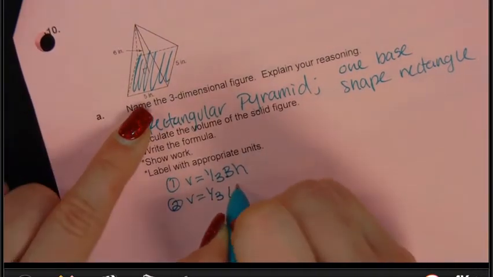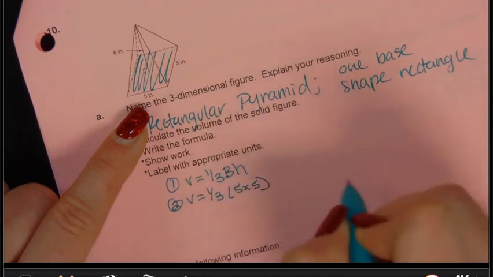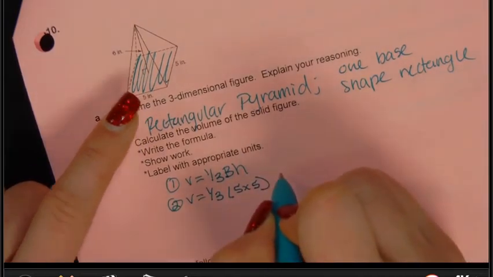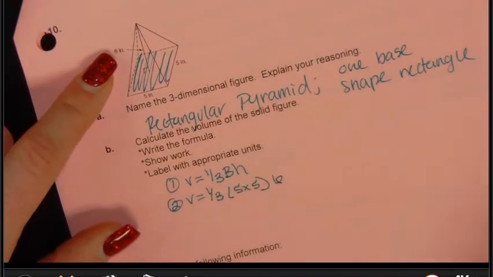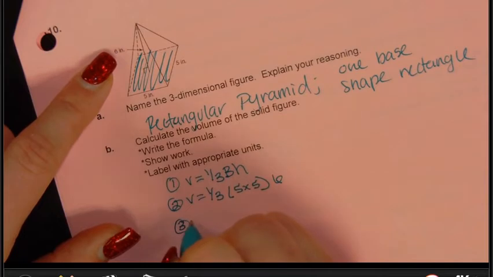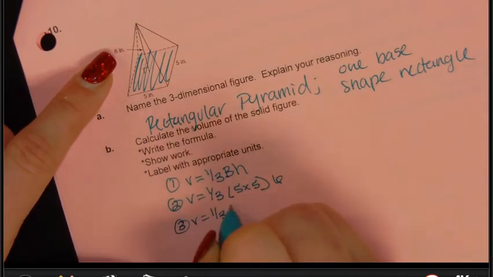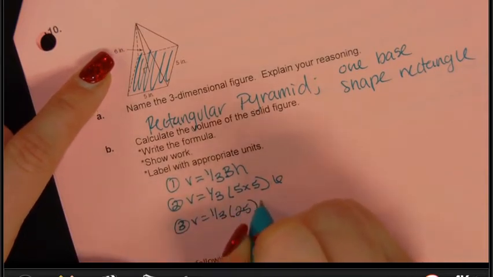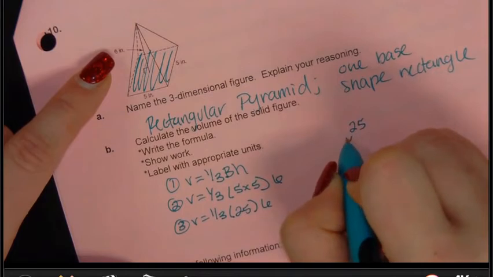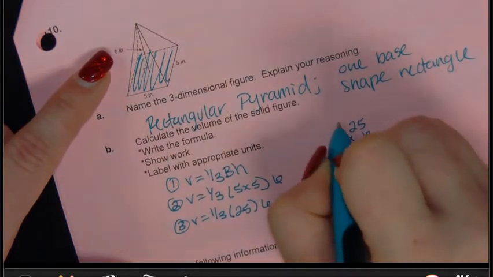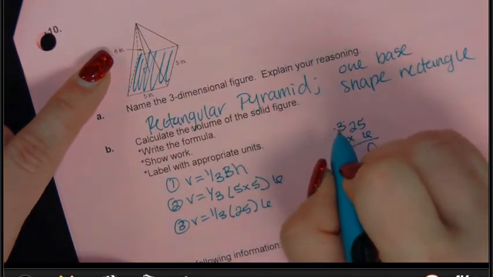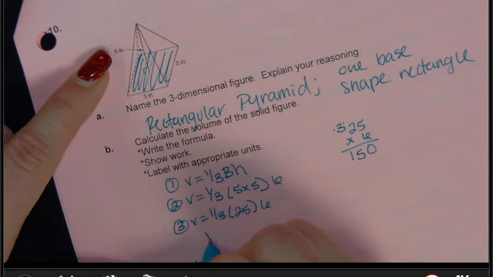Well, to find the area of my base, it is in the shape of a rectangle, so it's base times height. So 5 times 5 times the height of my pyramid, which is 6. And then the third step is to solve. So 5 times 5 I know to be 25 times 6. So let's go over here, 25 times 6. 6 times 5 is 30. 6 times 2 is 12, 13, 14, 15. To get me a grand total of 150.